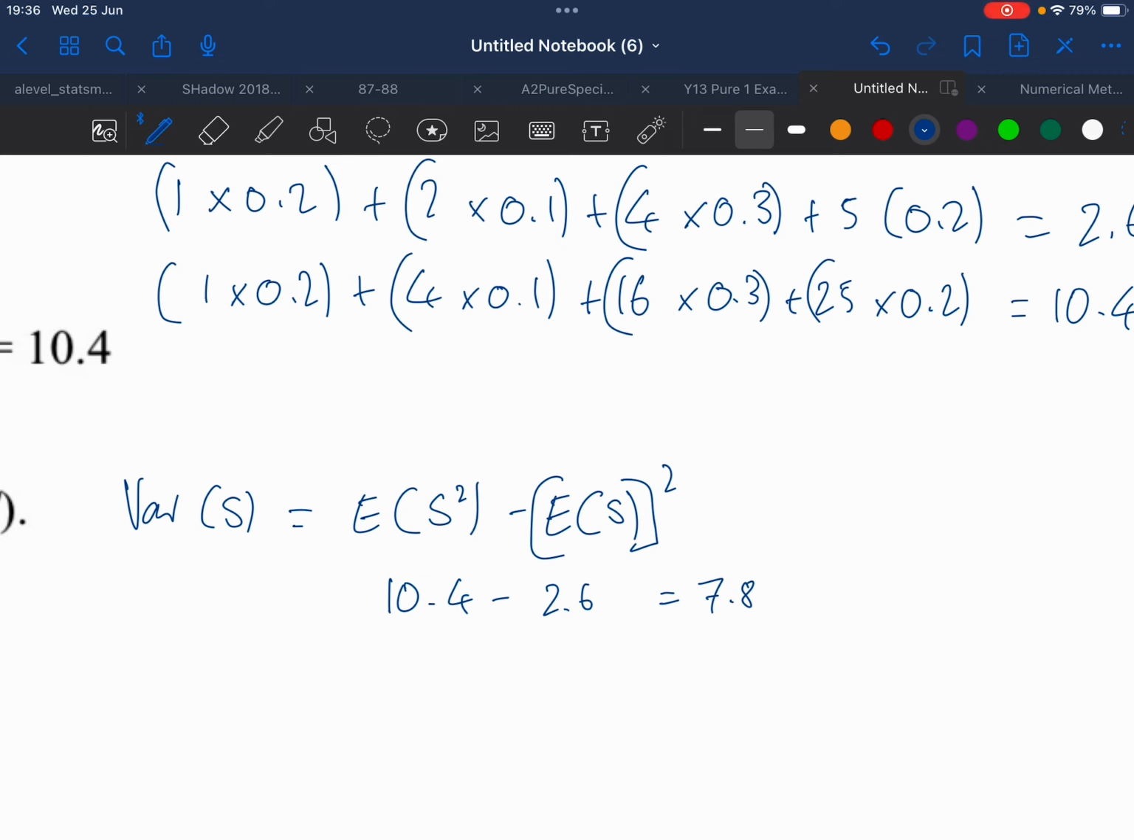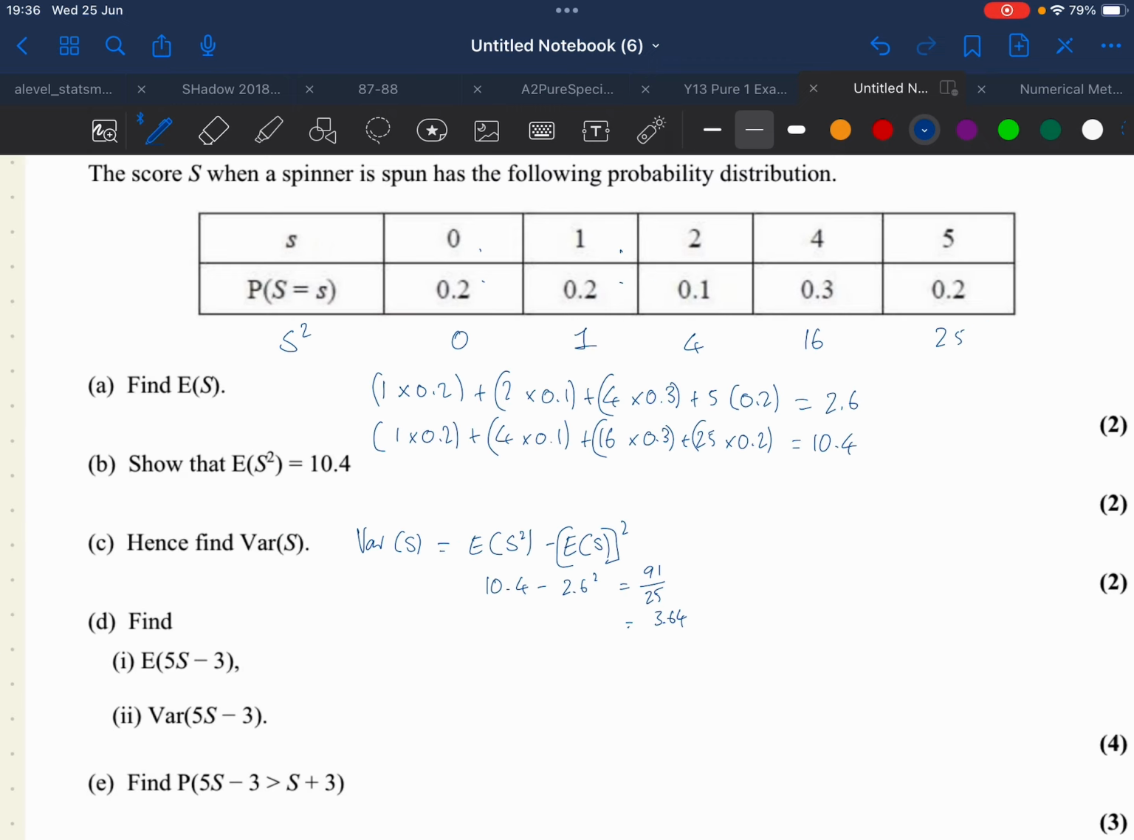Have I done something there? Oh, no, sorry, I'm just checking. Yes, my answer sounds a bit weird there. Sorry, I forgot to square it. So take my calculator out, 10.4 minus the answer, so 91 over 25, which is 3.64 exactly. Okay, so that's the nice bit.